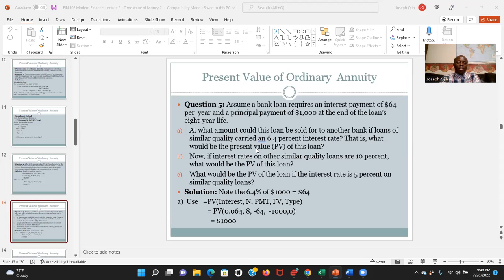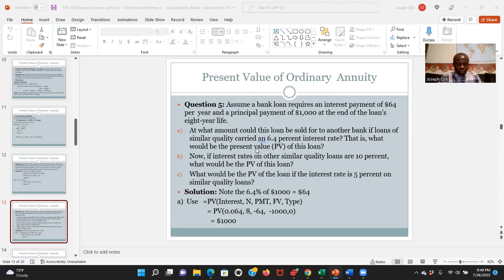B said, now if the interest rates on other similar quality loans are 10%, what would be the present value? Then C said, what would be the present value of the loan if the interest rate is 5% on a similar loan? Okay, let us get ready for this.